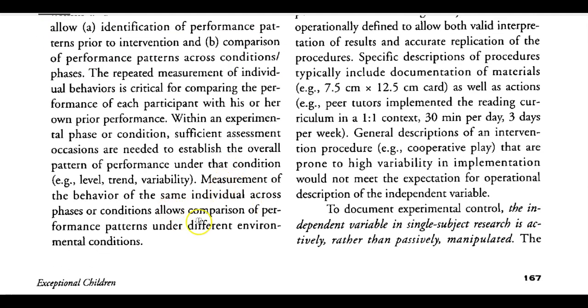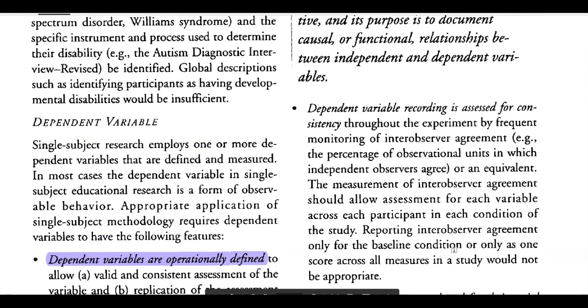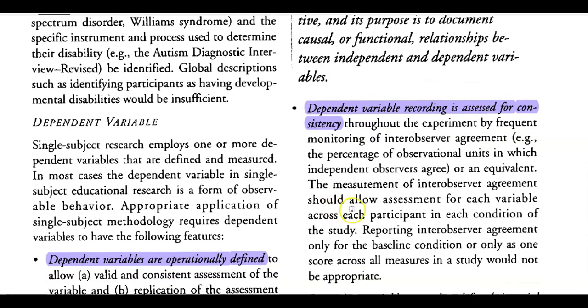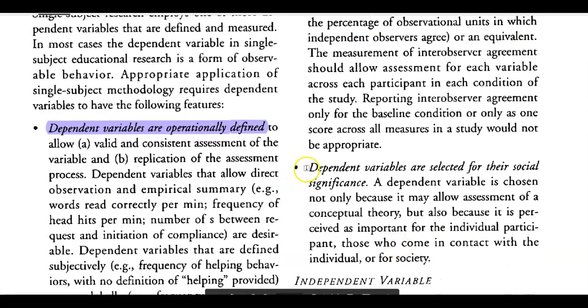So the measurement of the behavior across the same individual, across phases and conditions, allows a comparison to see those patterns of performance so that we can establish experimental control and a functional relation between the independent variable and the dependent variable. But we need to make sure that the dependent variable is recorded consistently, and that's where we get the need for inter-observer agreement, a second observer to collect data alongside the primary data collector. And those data need to be carefully compared.